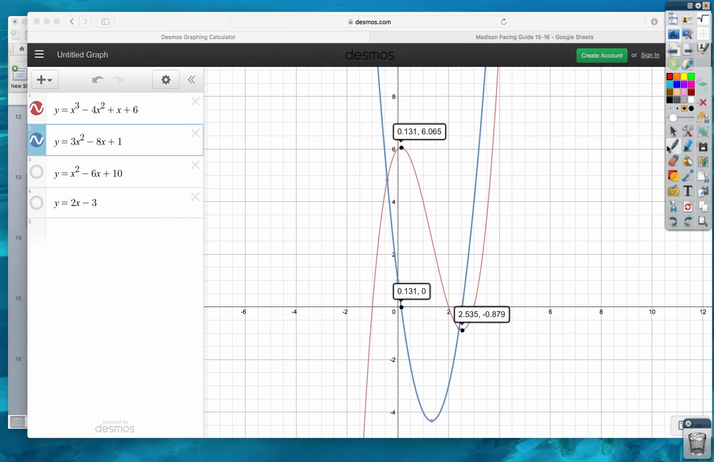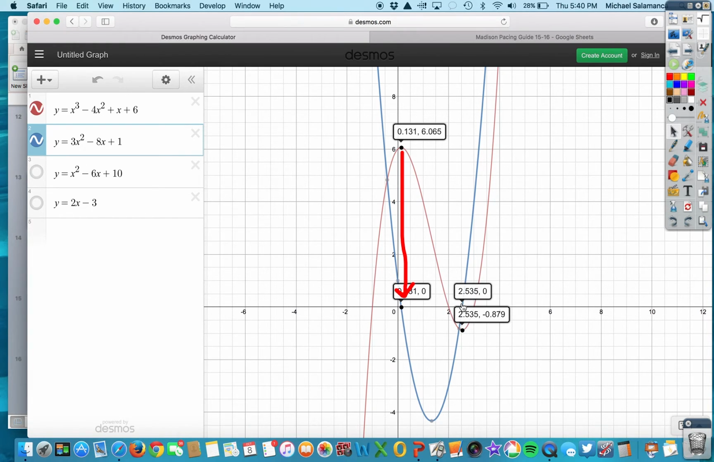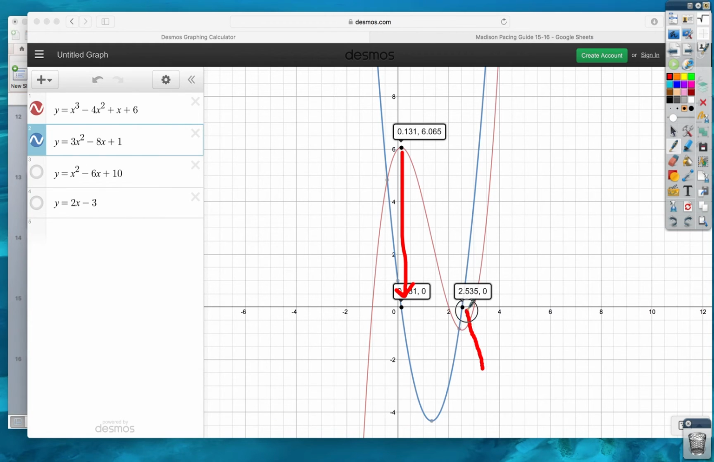We take its maximum and we move it down to where it crosses 0. And then we take a look at this point here, the minimum, and we see where it crosses on the other line. So notice 2.535 also crosses here. So if we start to graph with that, we'll know that this is where it crosses the x-axis.